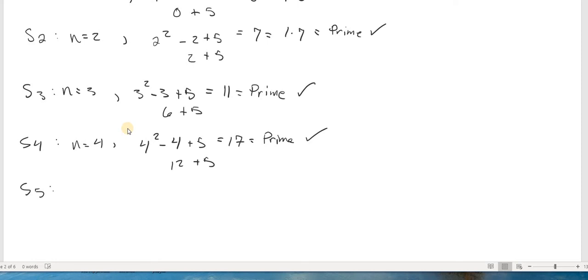Let's see what's up. If we go 5, so 5 squared, take away 5 plus 5. What happens here? 25 minus 5 is 20. 20 plus 5 is 25. Is this prime? It's not, because it factors as 5 times 5. So it's not prime. So it doesn't work. This is a good example.